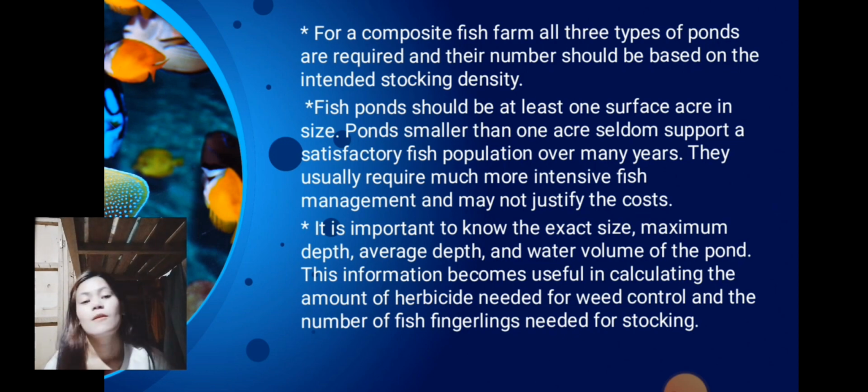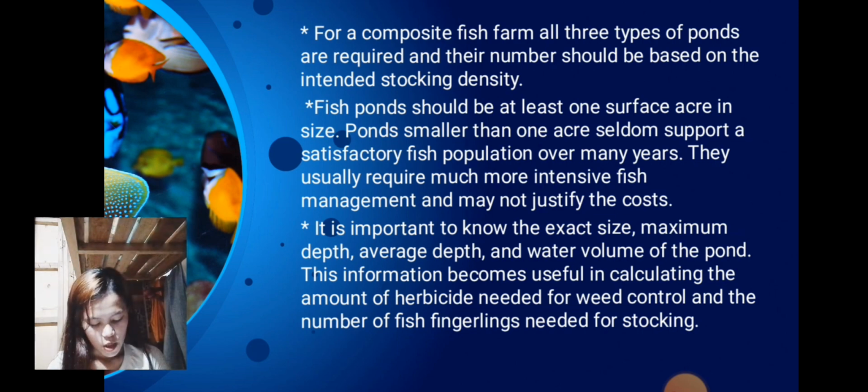Next. For a composite fish farm, all three types of ponds are required and their number should be based on the intended stocking density. So, ang three types of ponds nga required is katong nursery, rearing, and stock ponds. Kaya ang isda mabahin man based sa ilahang density or sa ilahang kadakon, kagamayon, or like eggs pa lang.